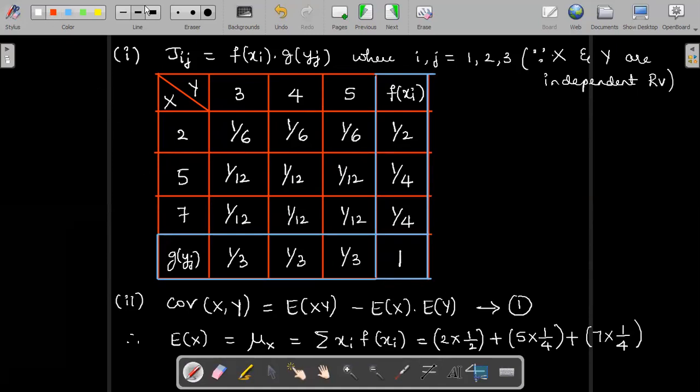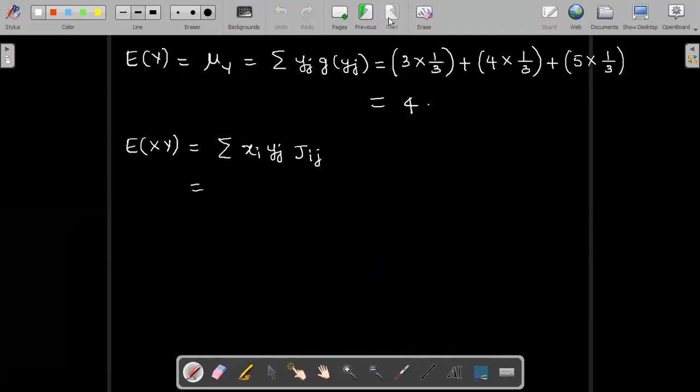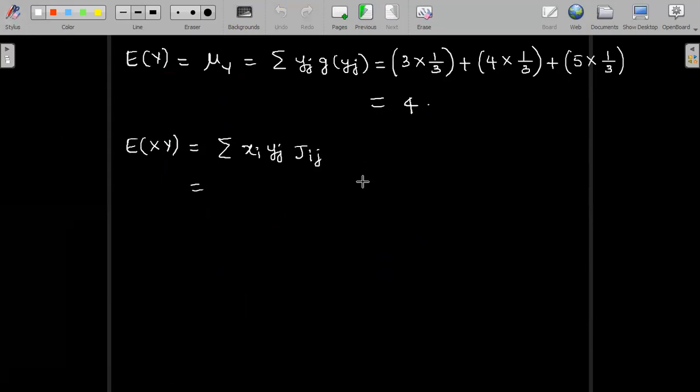Okay, so let us perform that to find out E of x into y. I'll just show for 1 or 2 terms, and then the last term directly we can perform this easily with the help of a calculator.